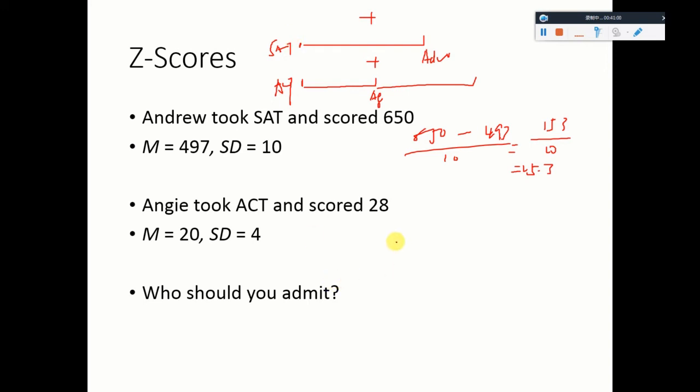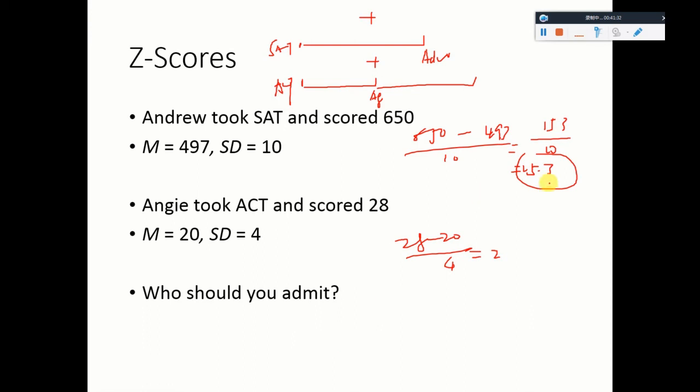What about Angie, right? 28 minus 20 divided by 4. Only 2. All right, so that means Angie's score is above the ACT mean by 2 units of standard deviation, whereas Andrew's score is above the SAT mean by 15.3 standard deviations. Well, obviously, Andrew then is the better student. So you should admit Andrew, okay?